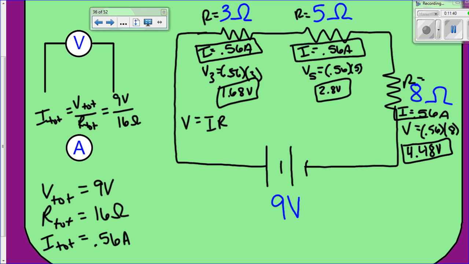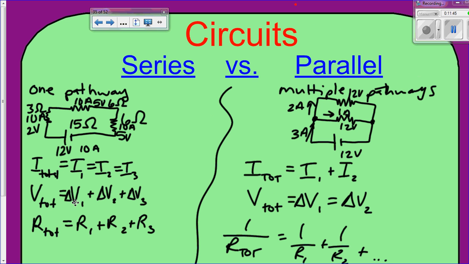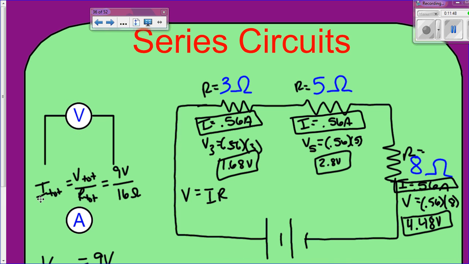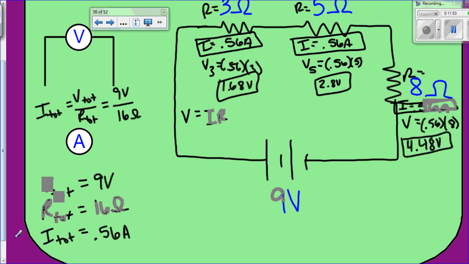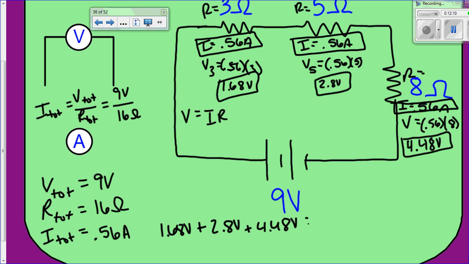Now let's double check to see if we did this right. Remember, in a series circuit, all the voltages have to add up together to be what my total voltage is. Let's take the voltage drop across the 3 ohm resistor, which was 1.68 volts, plus the voltage drop across the 5 ohm resistor, which was 2.8 volts, plus the voltage drop across the 8 ohm resistor, which was 4.48 volts. And if I add those together, 1.68 plus 2.8 plus 4.48 ends up giving me a voltage of 8.96.